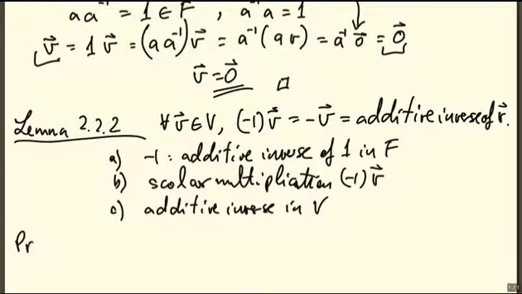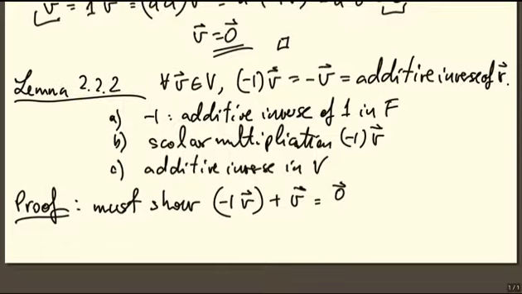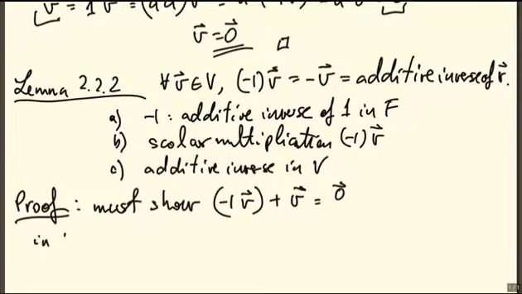The proof, well, we have to show that it's the additive inverse of V that we get. That means that we have to show that when you add together minus 1 times V with V, you get the 0 vector. We know about minus 1 in F, that minus 1 plus 1 is 0.